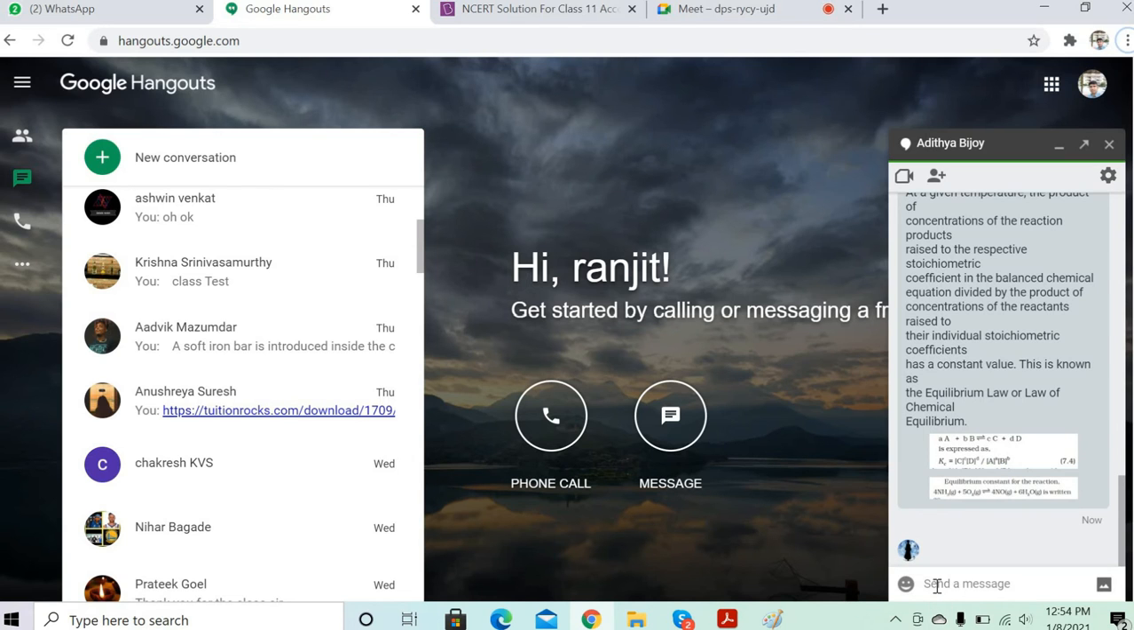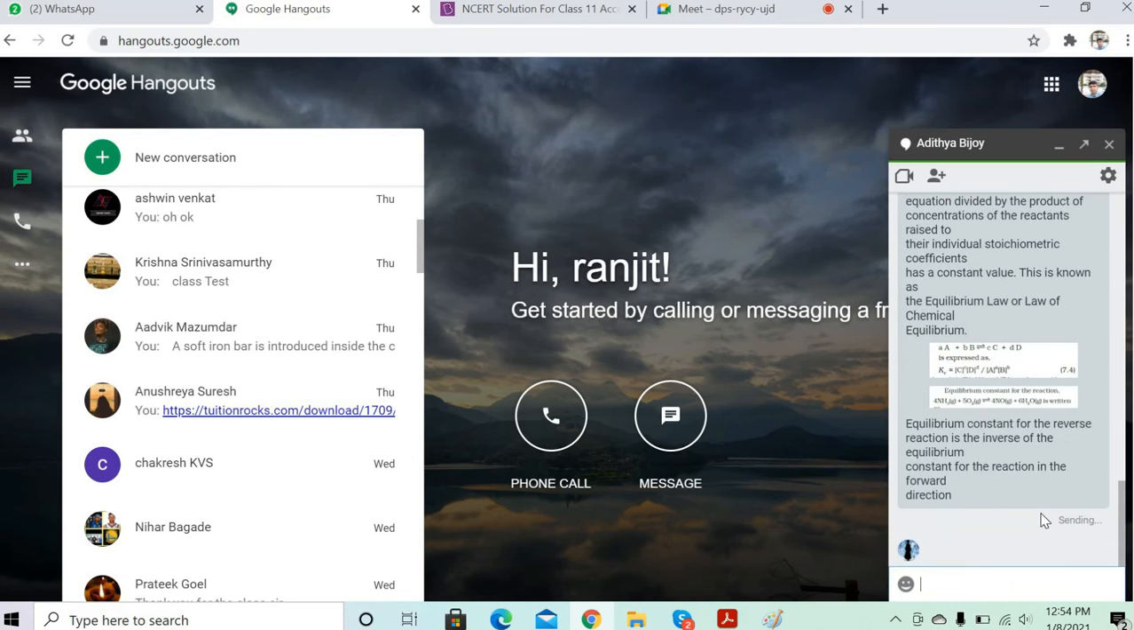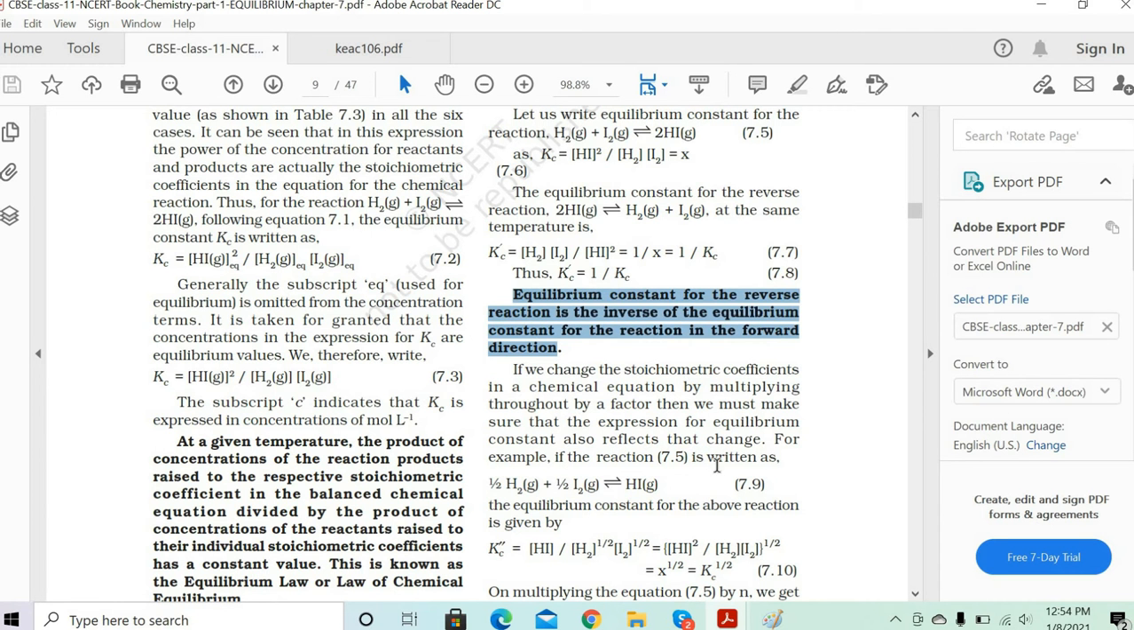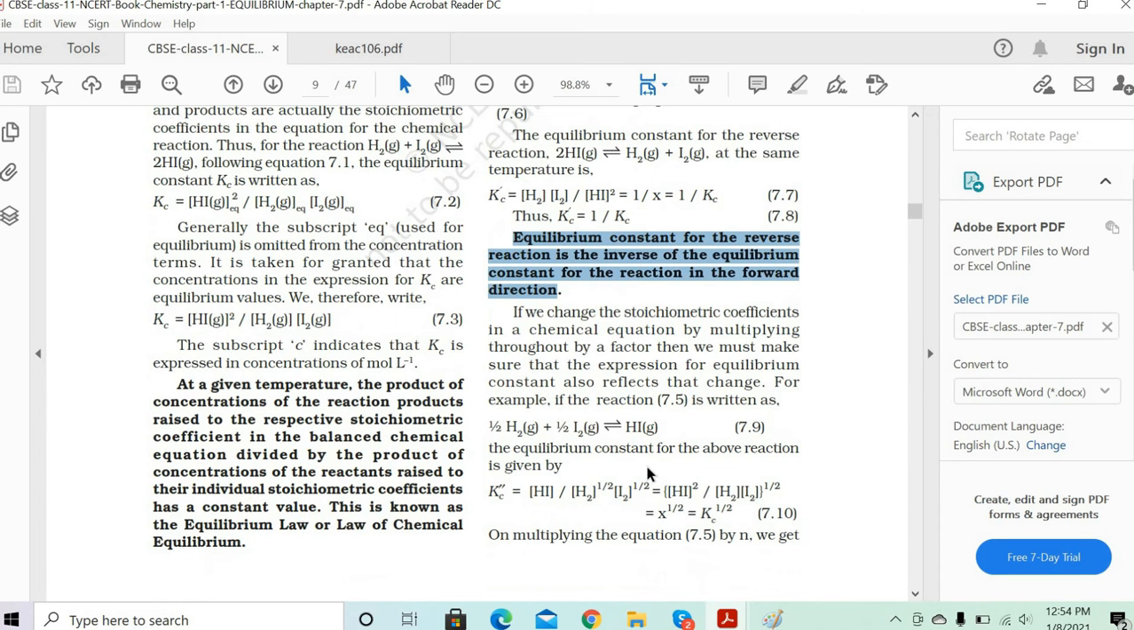Right now what you have done is for the forward reaction. If you want to find the equilibrium constant for the reverse reaction, it will be just the reciprocal. Good. Now what happens if we change the stoichiometric coefficients? How will the equilibrium constant get affected? Let's try to understand. Write down the reaction H2 plus I2 gives you 2HI and divide both the sides by 2.